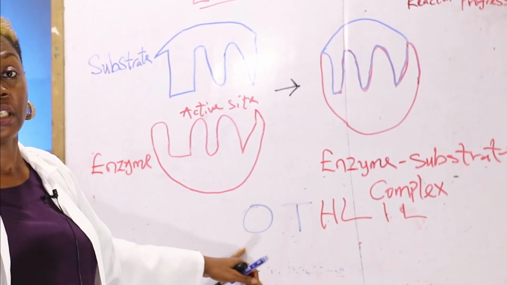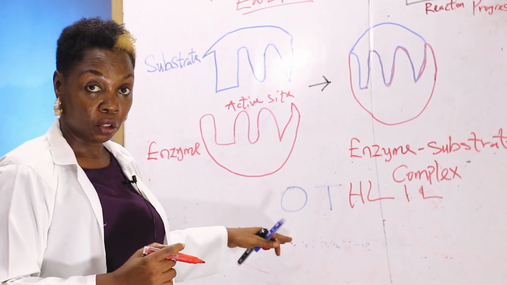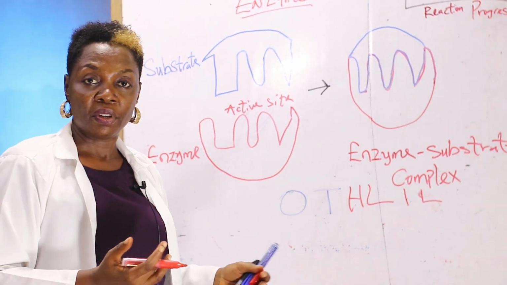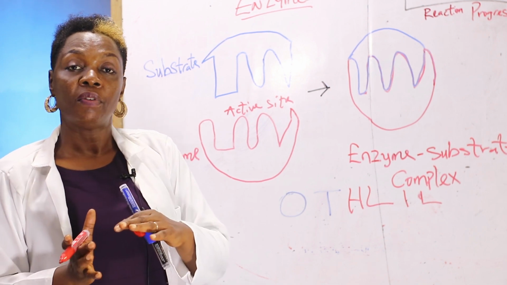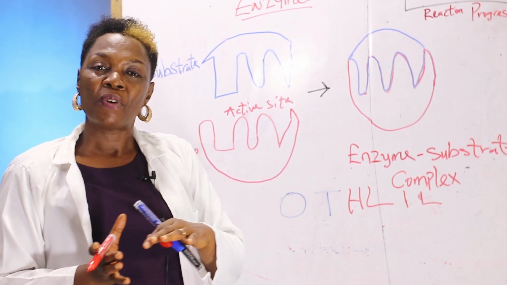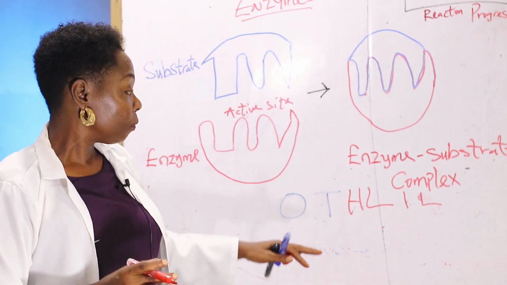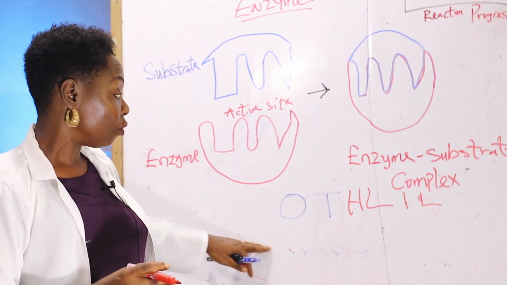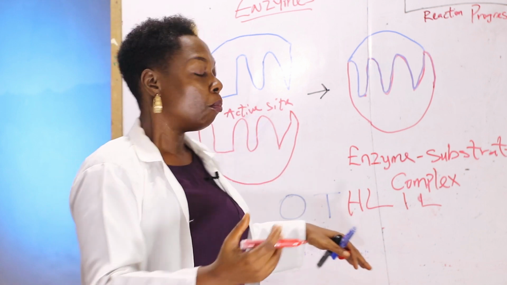The oxidoreductases, they catalyze oxidation, reduction reactions. And then the transferases, they are amidotransferases, amino acid transferases. This class of enzymes catalyze the transfer of an amino group or functional groups depending on the reaction. So they are involved in the transfer of functional groups from the substrate to form products.